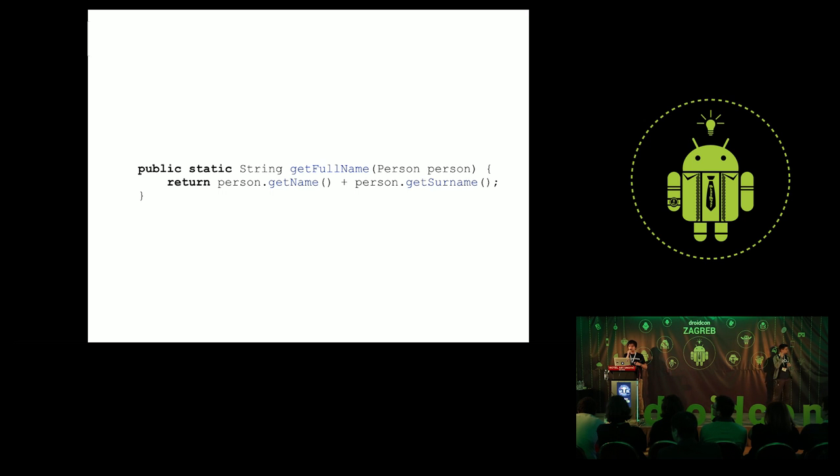Does anybody have any idea why this is wrong? Let's say that static is okay. Let's say that this is a utility method.